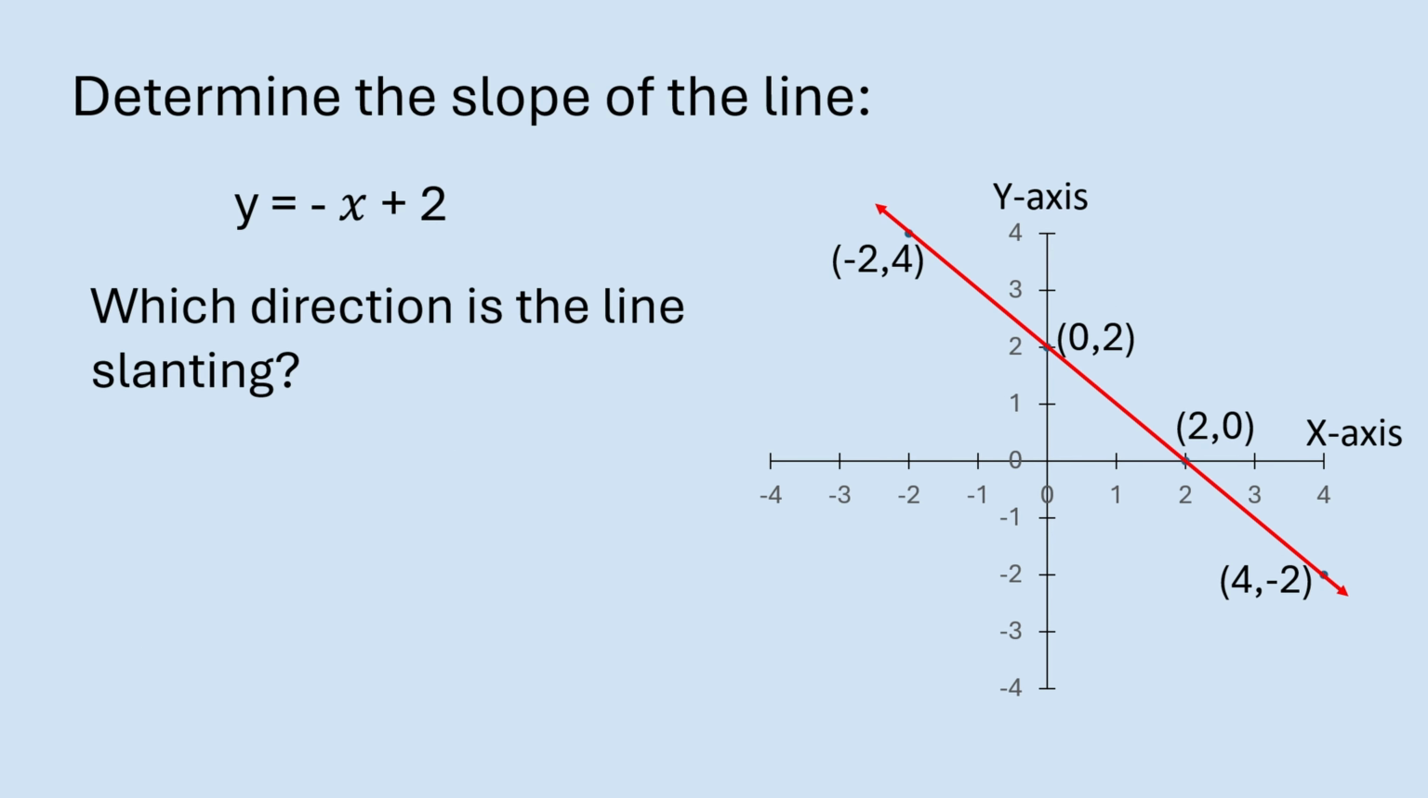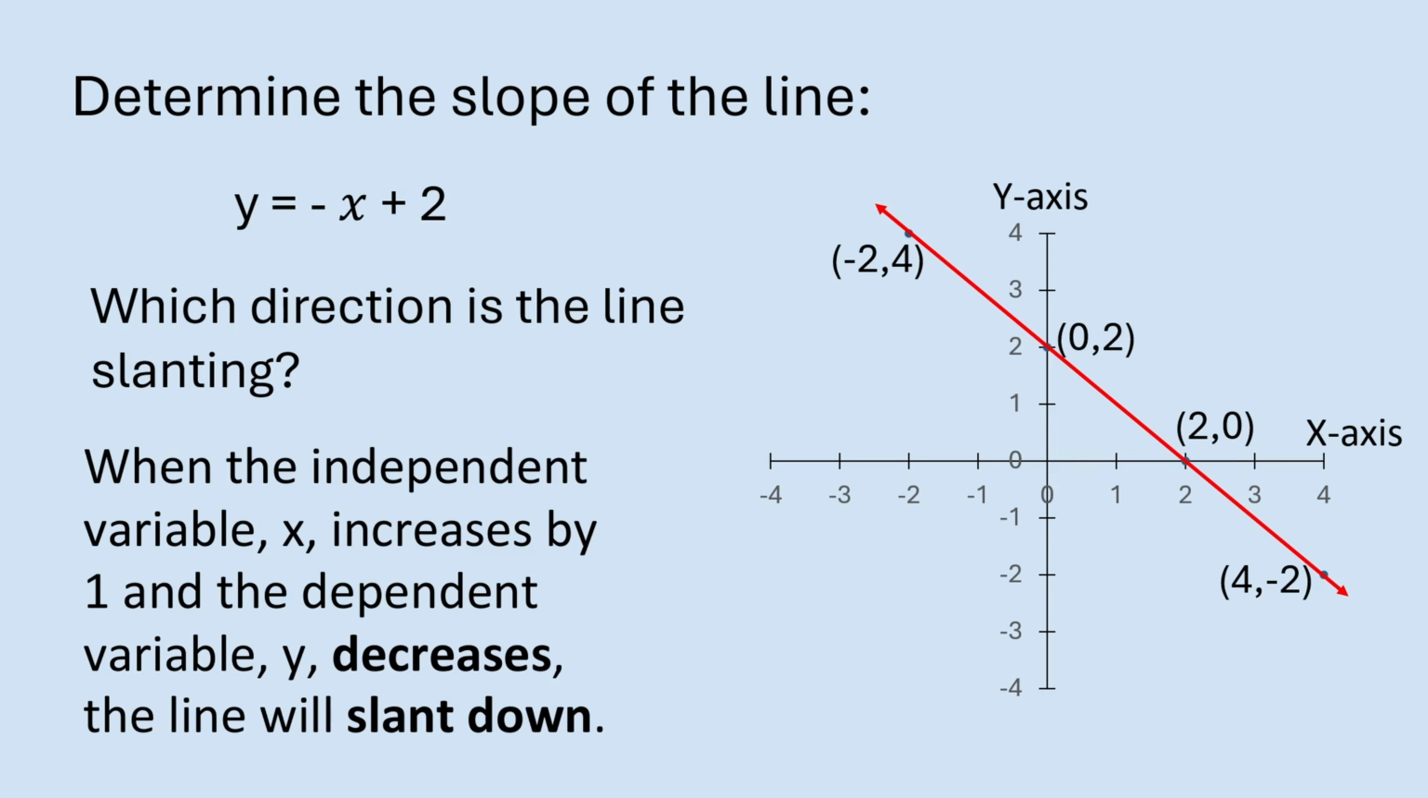Which direction is the line slanting? When the independent variable x increases by 1 and the dependent variable y decreases, the line will slant down. Slope is equal to -1. Because it is negative, the line slopes down.